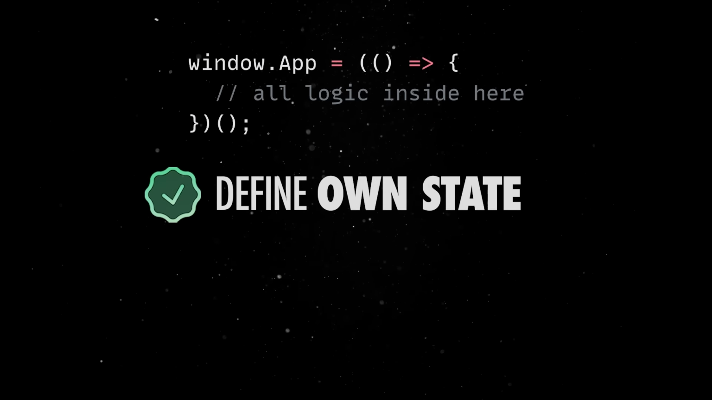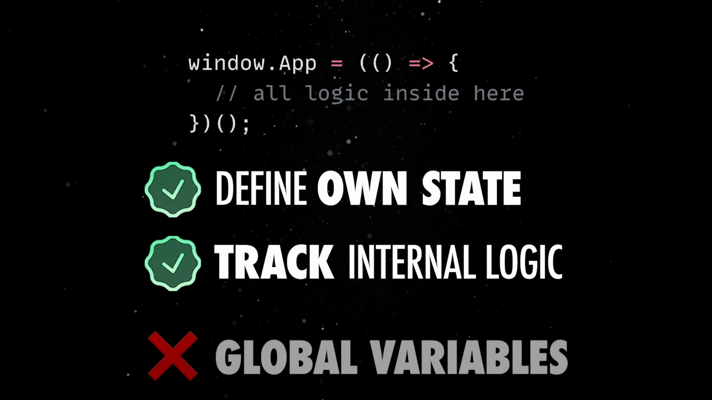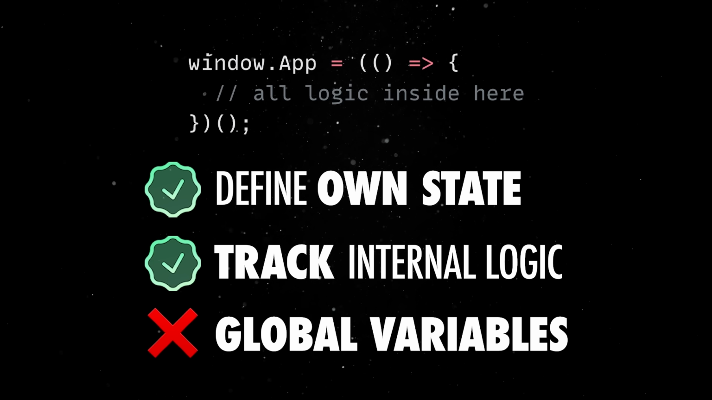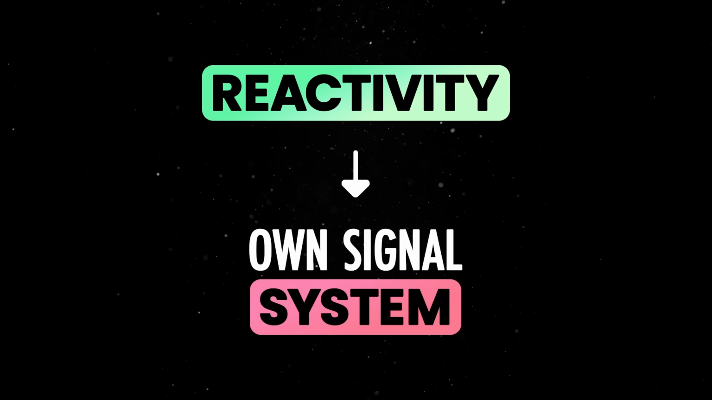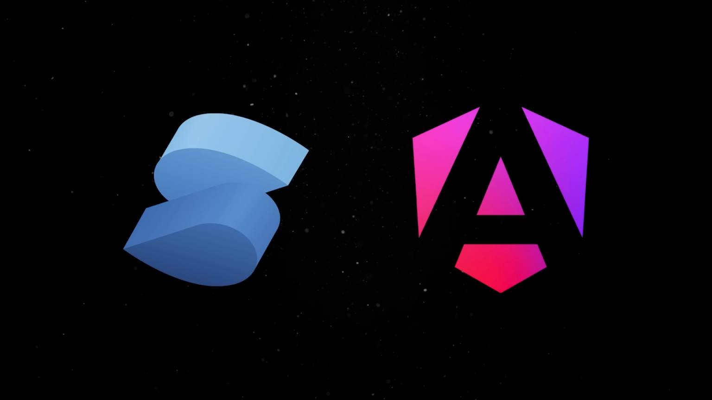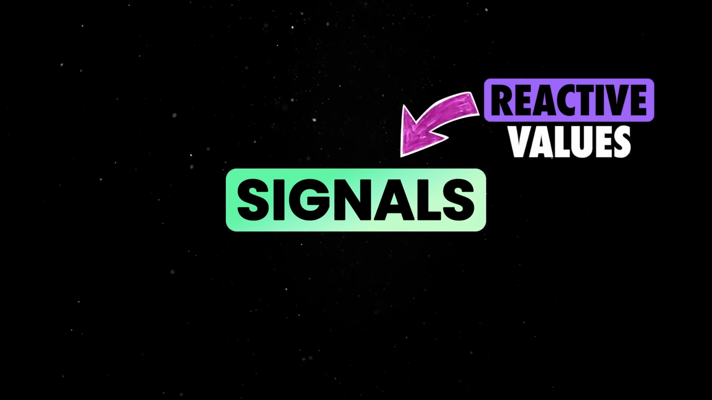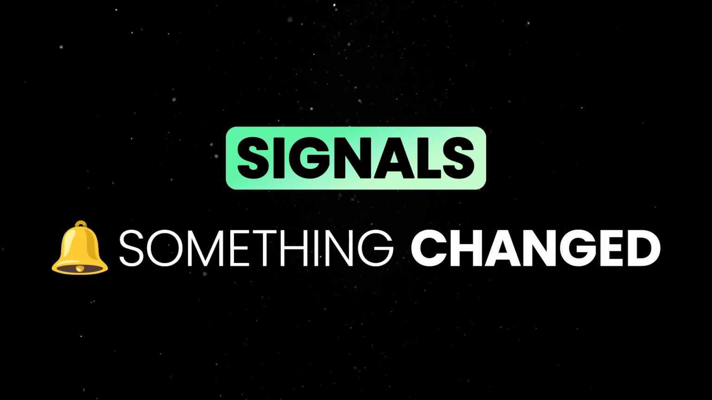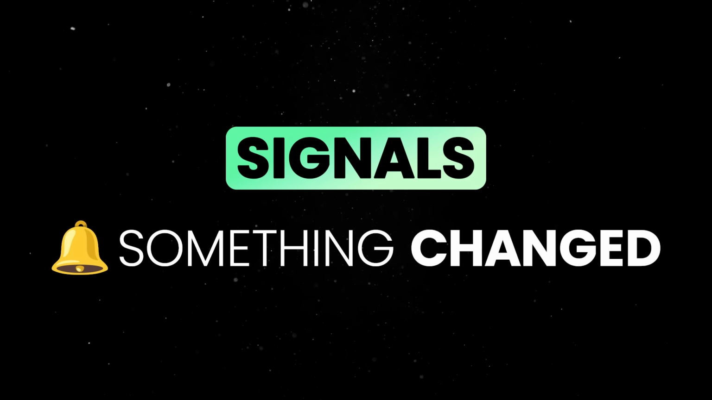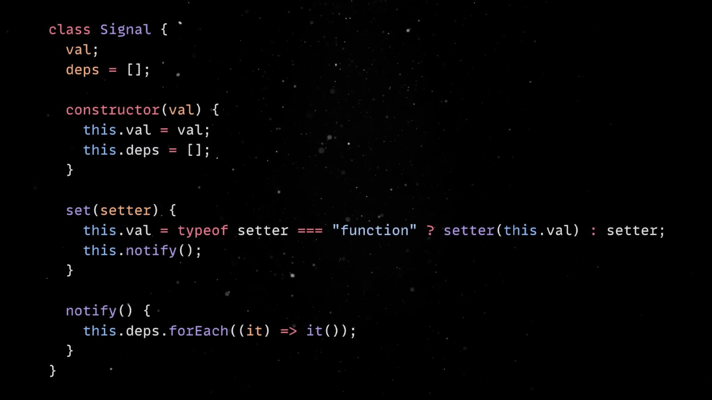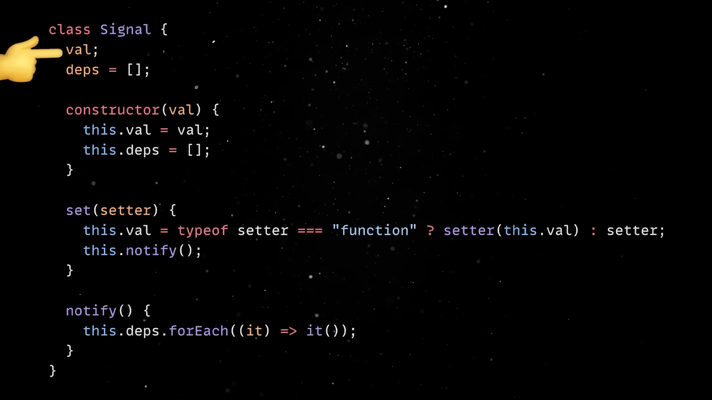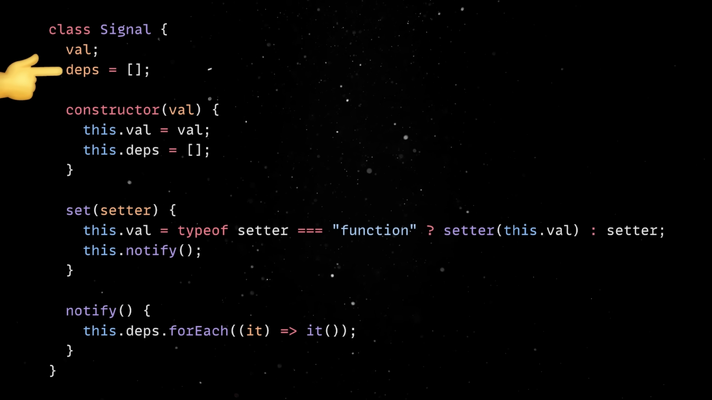This way we can define our own state, track internal logic, and avoid stepping on any global variables. As I said, reactivity will be implemented based on our own signal system. If you remember how Solid or Angular's new reactivity works, signals are just reactive values that notify listeners when something changes. You can think of them like fancy variables that broadcast updates. Our version is simple. Each signal keeps track of its current value and a list of functions that need to rerun when the value changes.